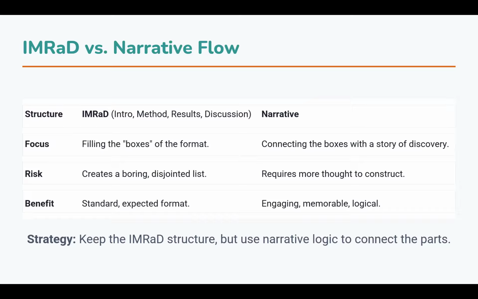And there is a risk involved in this. What is it? The IMRAD structure actually creates a boring, disjointed list. Introduction, starting with the thesis and general introduction, and then the methodology, results, discussion, they are disconnected segments. But in a narrative, you have to ensure that they are connected. In making this connection, you have to think seriously about the construct. You need to bring more thought to narrate it, connecting the IMRAD boxes together.